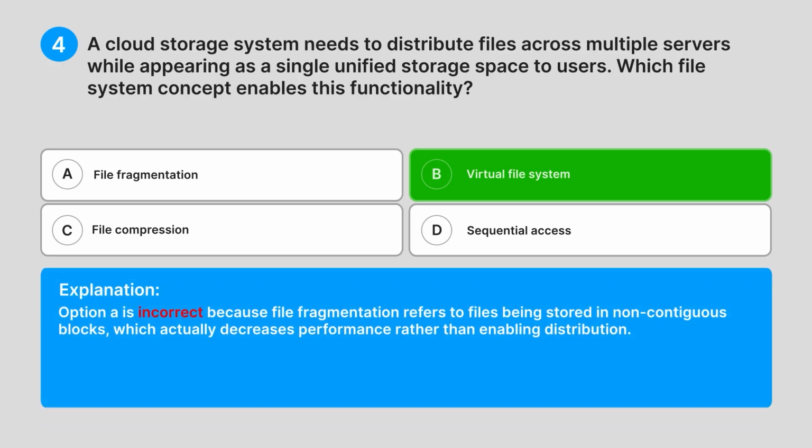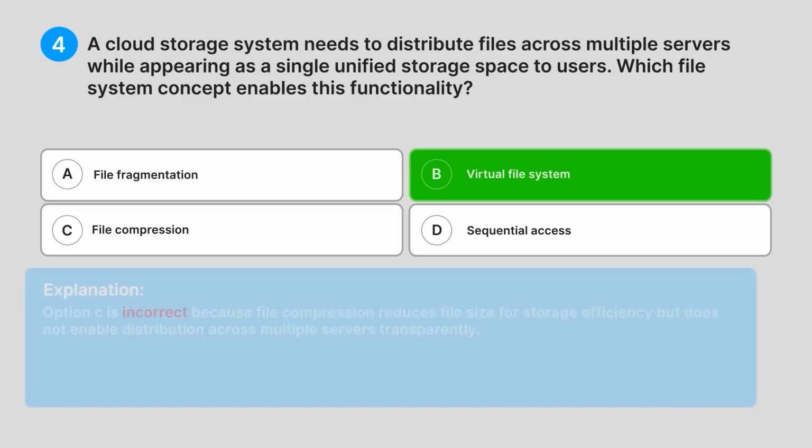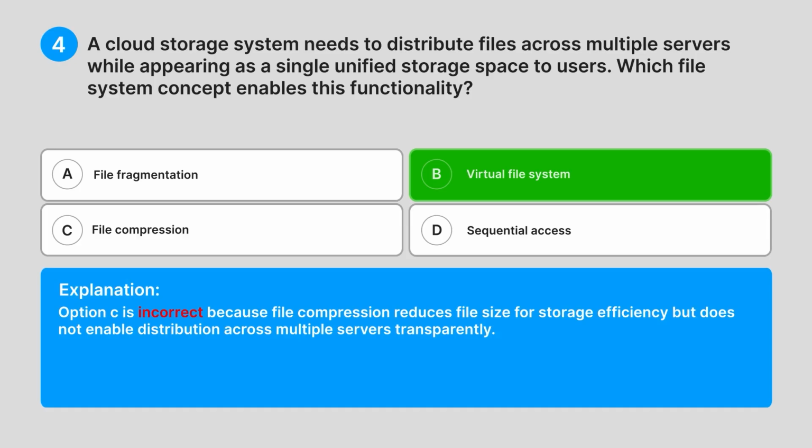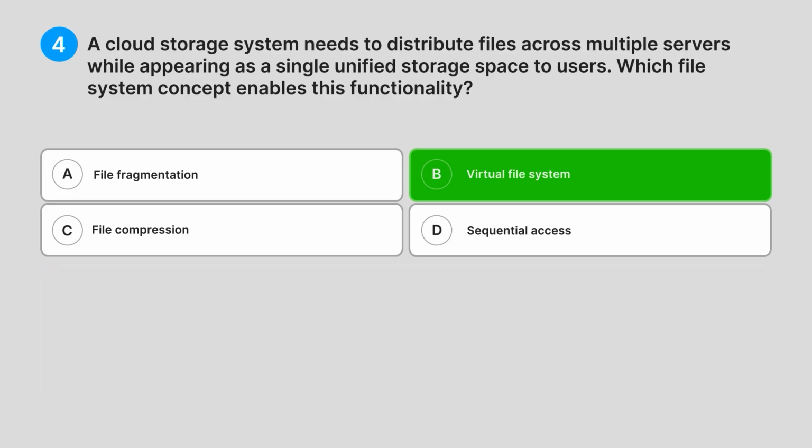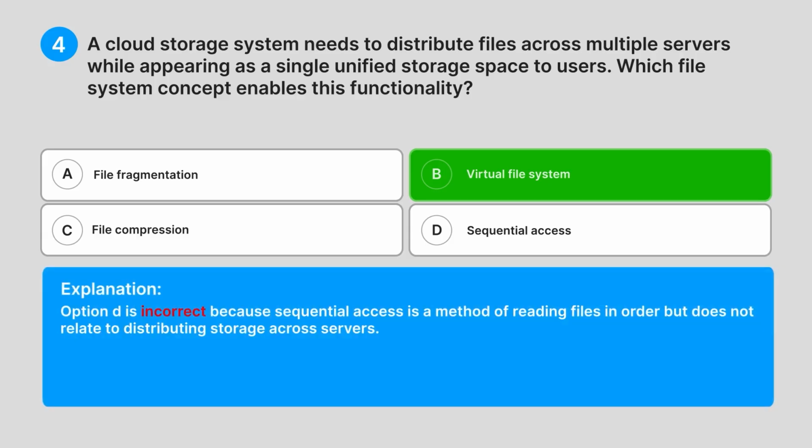Option A is incorrect because file fragmentation refers to files being stored in non-contiguous blocks, which actually decreases performance rather than enabling distribution. Option C is incorrect because file compression reduces file size for storage efficiency, but does not enable distribution across multiple servers transparently. Option D is incorrect because sequential access is a method of reading files in order, but does not relate to distributing storage across servers.